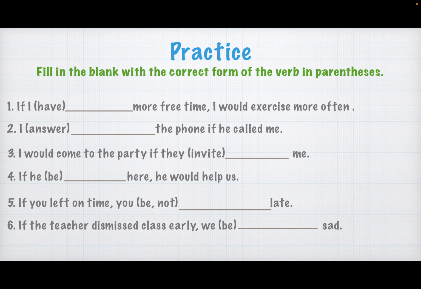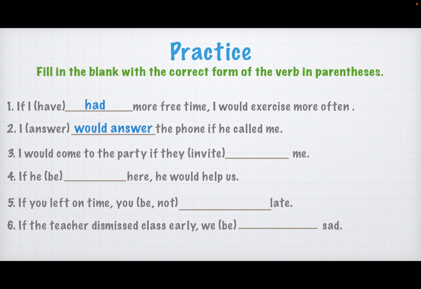All right, welcome back. Let's take a look at the answers together. Number 1, if I had more free time, I would exercise more often, using simple past tense form in the conditional clause here. Number 2, I would answer the phone if he called me. So I need would plus the simple form of the verb here in the result clause.